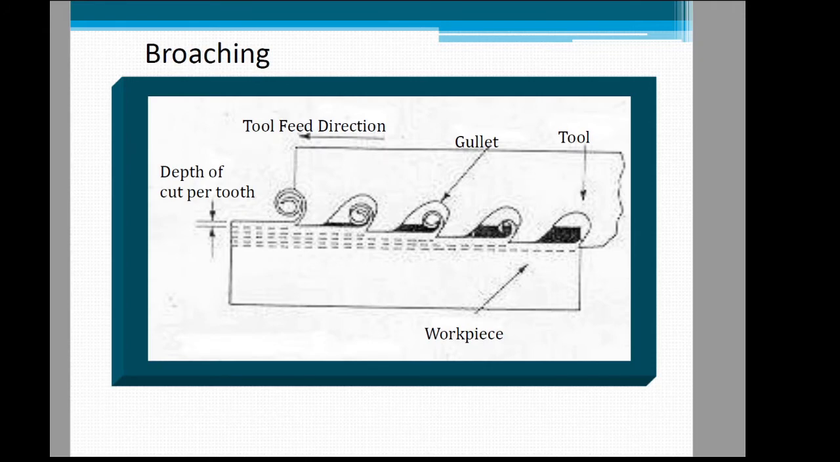In a broaching operation, the workpiece is stationary and the tool is fed in one direction. As seen in this figure, for a broaching tool, the height of the successive teeth is higher than the previous teeth so that it will produce more depth of cut. Gullets are special spacing provided in between the teeth for retaining the chips which are produced during the broaching operation. Therefore, the advantage of broaching operation is that in a single pass, the complete depth of cut can be achieved.